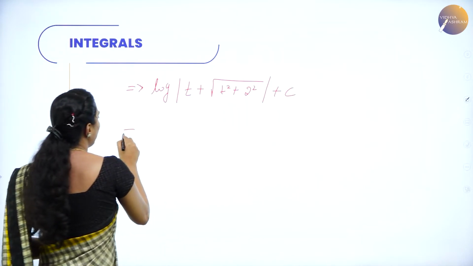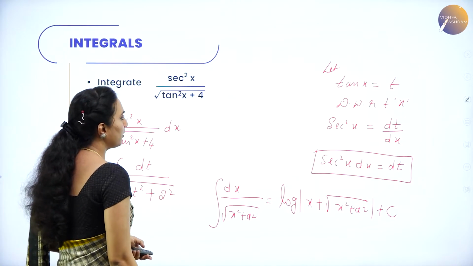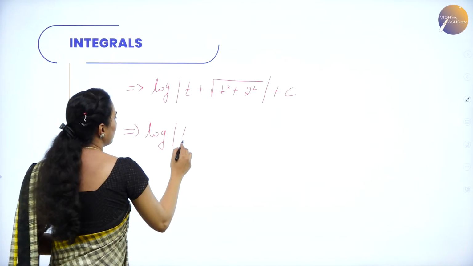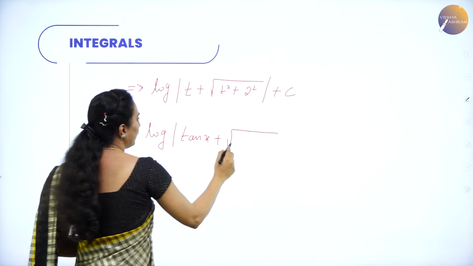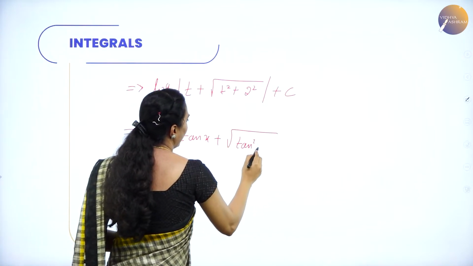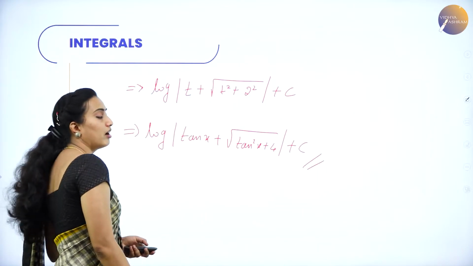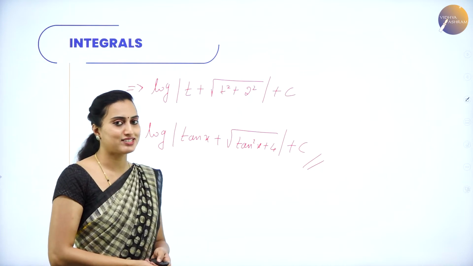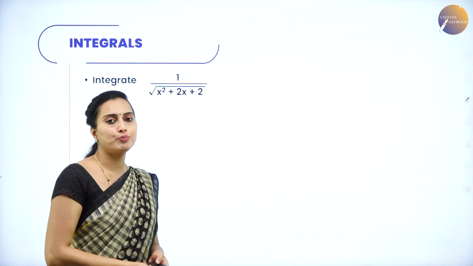Now substituting back, you are going to get the answer: log of modulus of tan x plus square root of tan squared x plus 2 squared, which is nothing but 4, plus c. And this is your final answer. I hope you understood this one. Now we'll be moving on to the next problem.